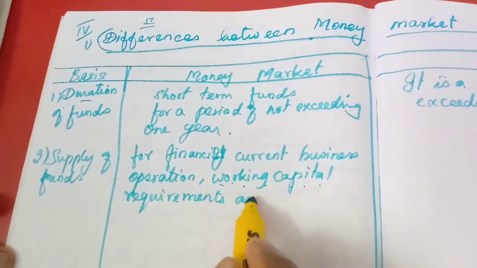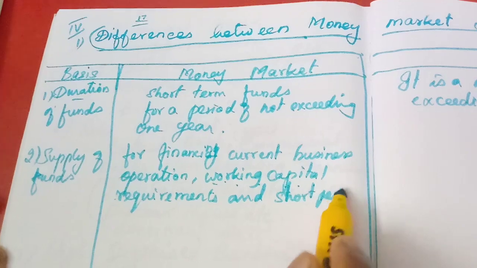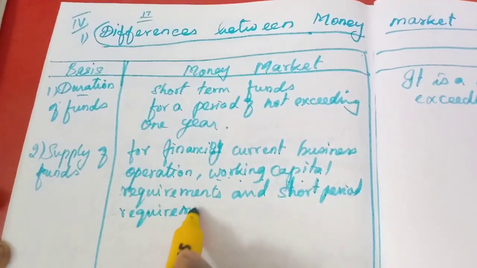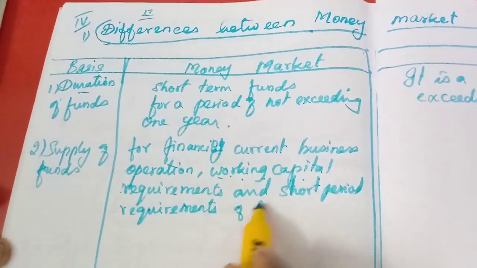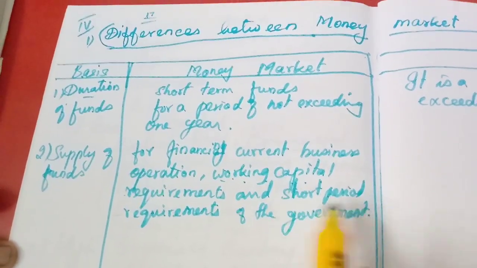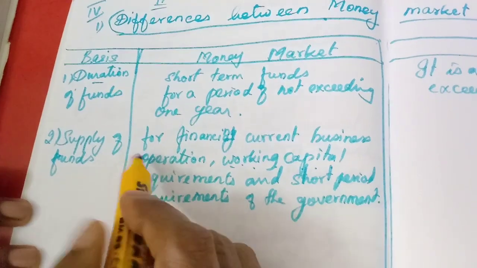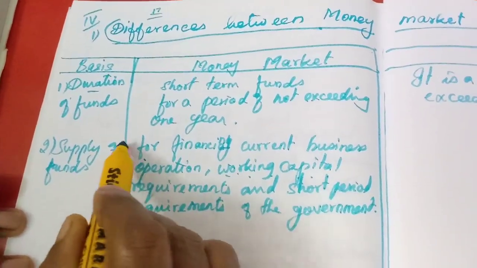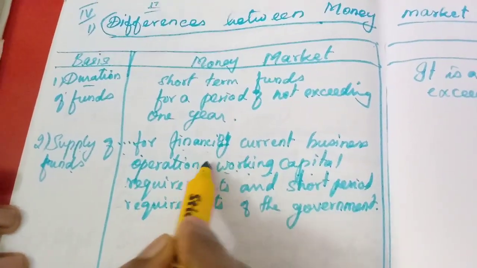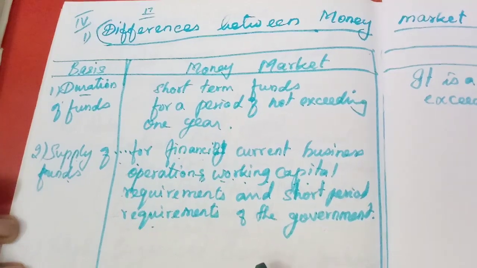And for the government, short period requirements. Even for the government it is providing finance. That is why it is providing for the short-term requirements of the government. So money market is supplying funds for financing current business operations or working capital requirements and short period requirements of the government.